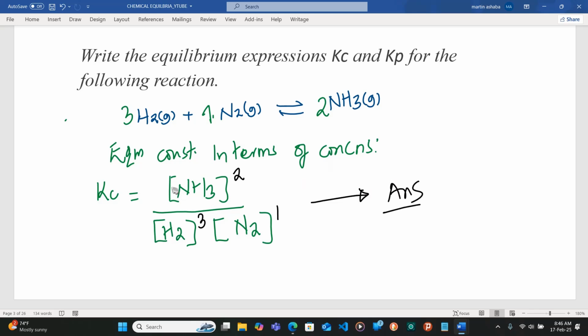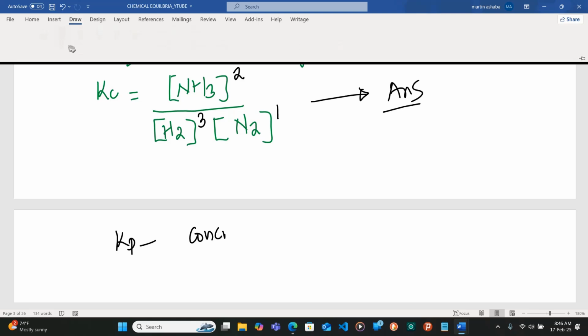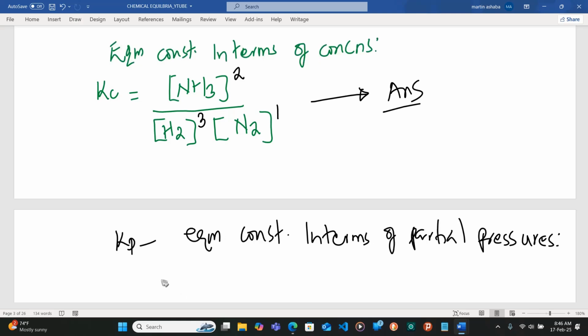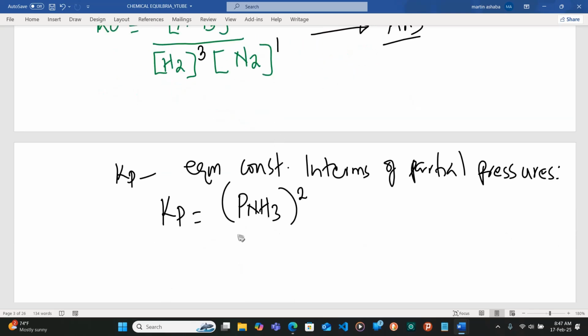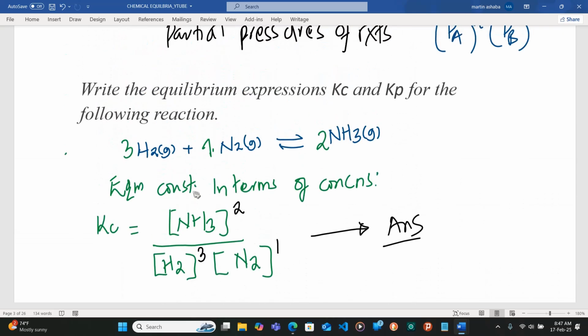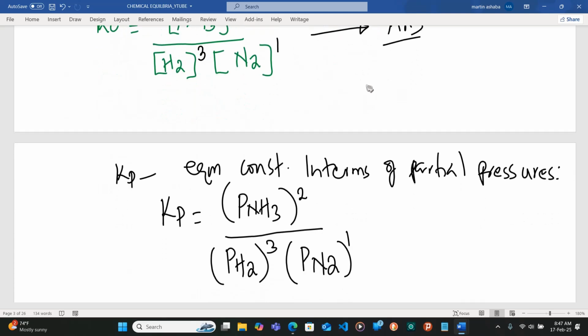So that is the answer. That is in terms of concentrations. Let's talk about Kp. Kp, we are talking about the equilibrium constant in terms of partial pressures. So Kp, therefore, will equal the partial pressures of the products divided by the partial pressures of the reactants. So we are going to be talking about P of ammonia, the partial pressure of ammonia, and we raise it to a power that we are picking from the stoichiometric reaction. So this is going to be 2. We divide this by the partial pressure of hydrogen to power 3 times the partial pressure of nitrogen, power 1. And that gives us the solution to this problem. Those are the equilibrium expressions for Kc and Kp for this particular reaction.